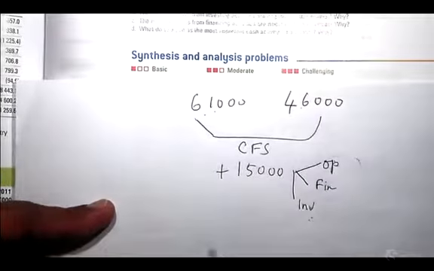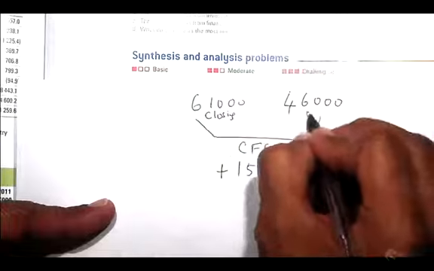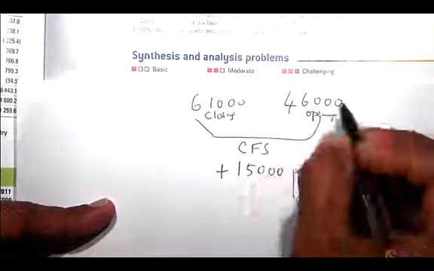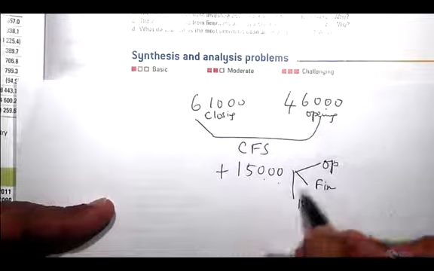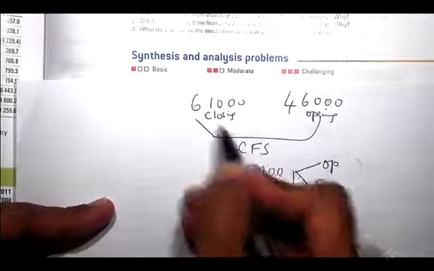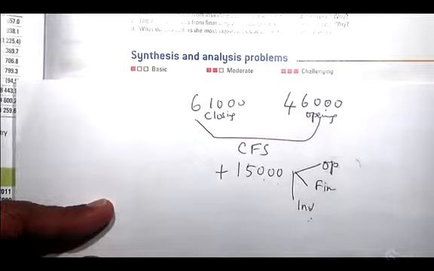Please take note, this is your closing cash, this is your opening cash. So your opening cash plus an additional 15,000 earned from these three activities during the year results in the closing cash of $61,000 at the end of the year.